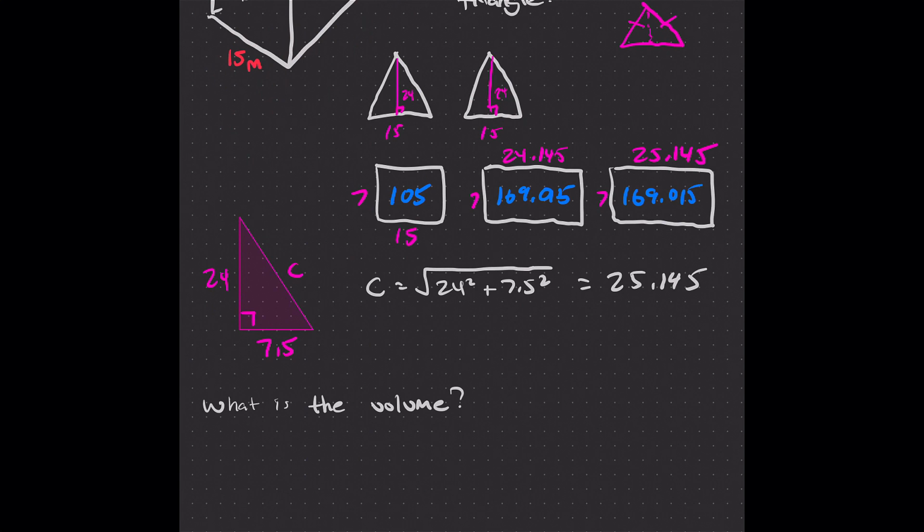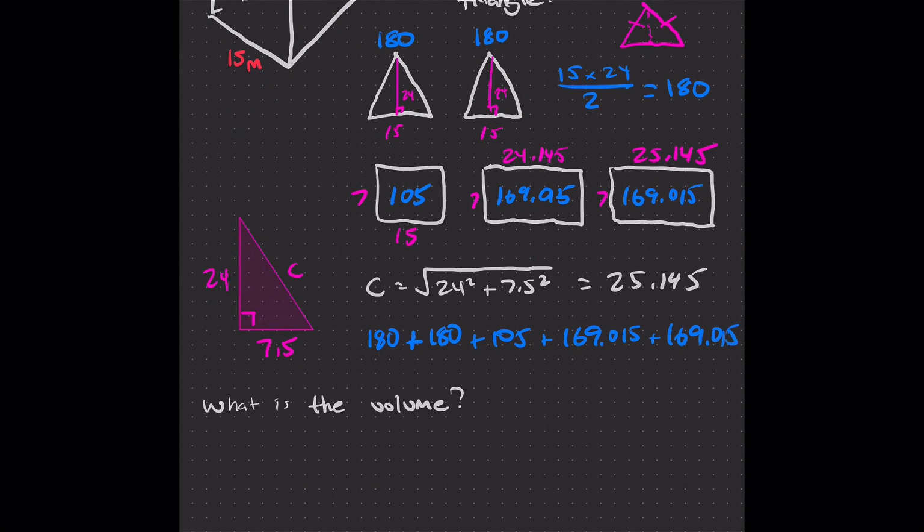Now to calculate the surface area of these triangles, the base and the top, it's going to be base, which is 15, times the height, which is 24, and divide that by 2. That is going to calculate out to 180. So this has a surface area of 180, and this has a surface area of 180. Now I just need to take the base, add that to the top, add that to one side, and add that to my other two sides.